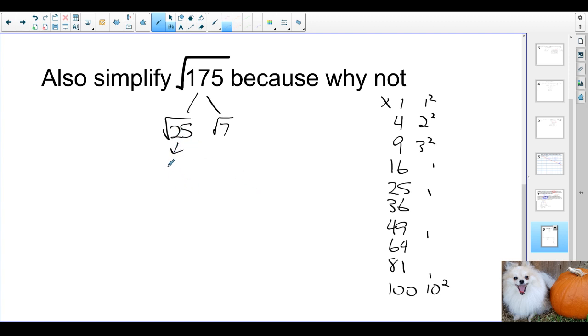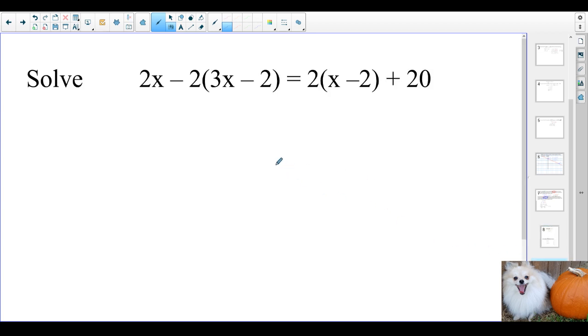The square root of 25 is 5. Can I factor anything out of 7? No, because 7 is actually prime, so there's nothing you can factor out of that. So our answer is just 5 square root of 7. And that's how you factor square roots. So don't forget your perfect squares chart. Don't forget that you know how to multiply, and you'll be fine. Factor trees.